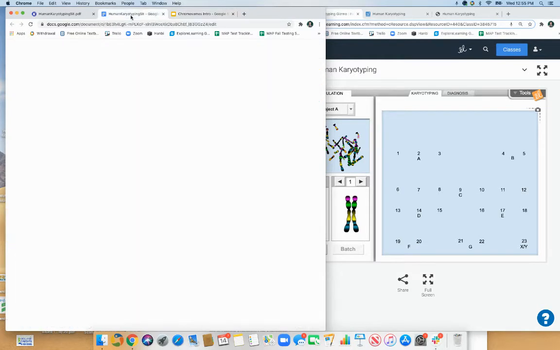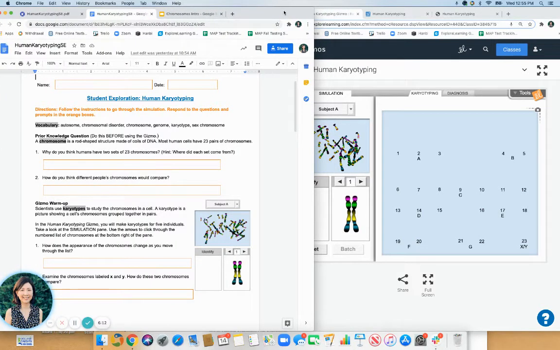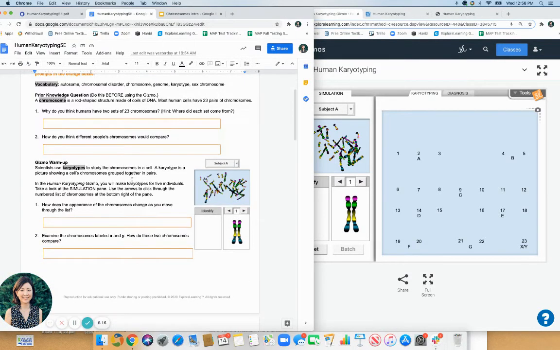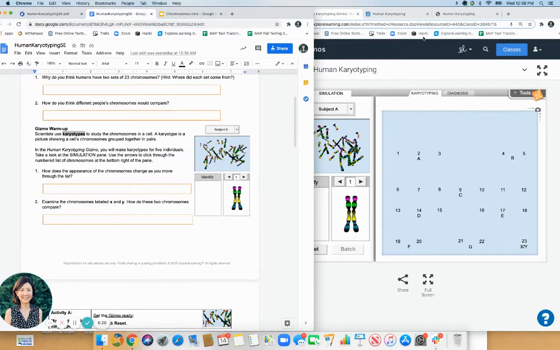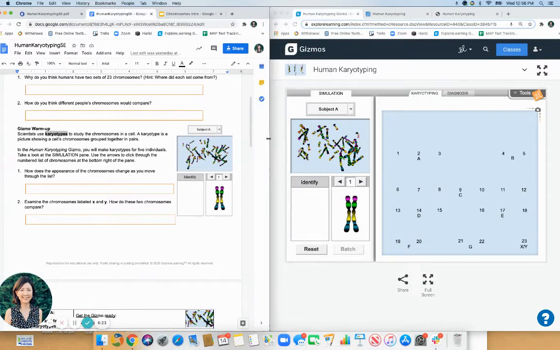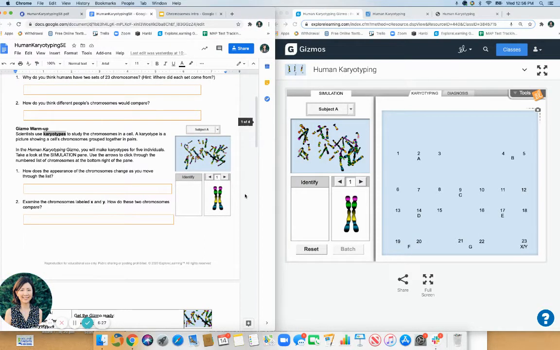Okay, so that's your crash course on karyotyping. And in this lab, you're going to do a karyotype. Fortunately, I found this Gizmo lab, because in class I have my students cut out chromosomes with paper and scissors and glue. And I was going to make you do it, but I won't.